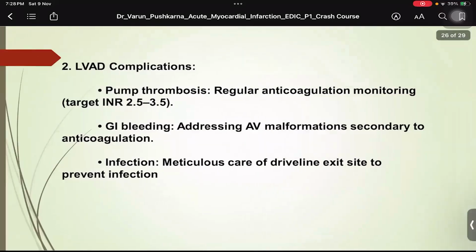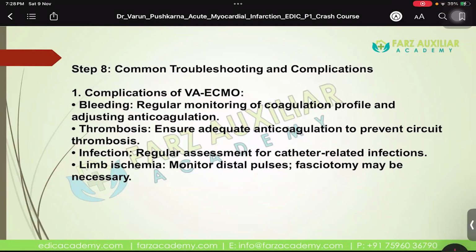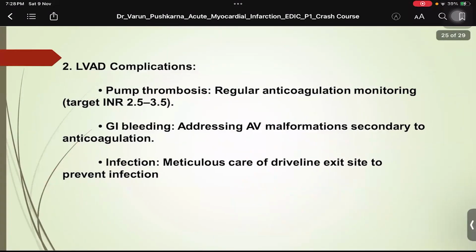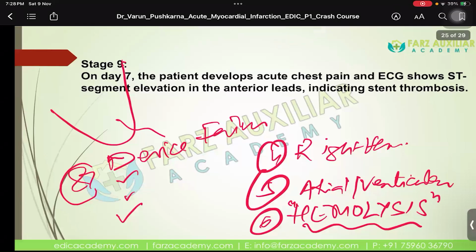Okay, so let's go back. These are the questions that will be asked. What are the complications for VA ECMO? We've done that pretty well. And then the complications of this. Pump thrombosis is a big complication. Regular anticoagulation, with INR kept around 2.5 to 3.5. Then these patients can have bleeding tendencies. Infections are important. Meticulous care of the driveline exit site to prevent infection is important.